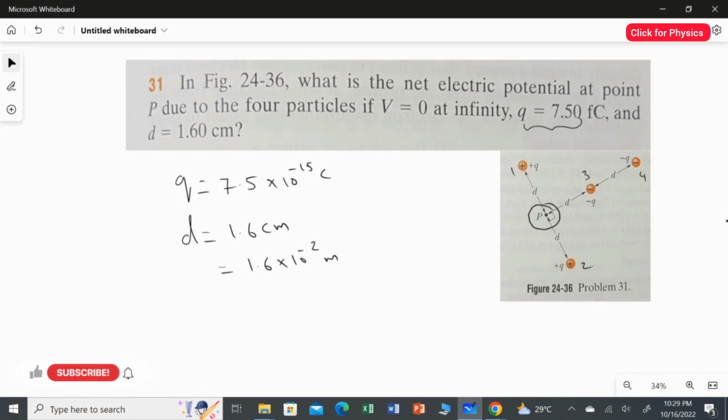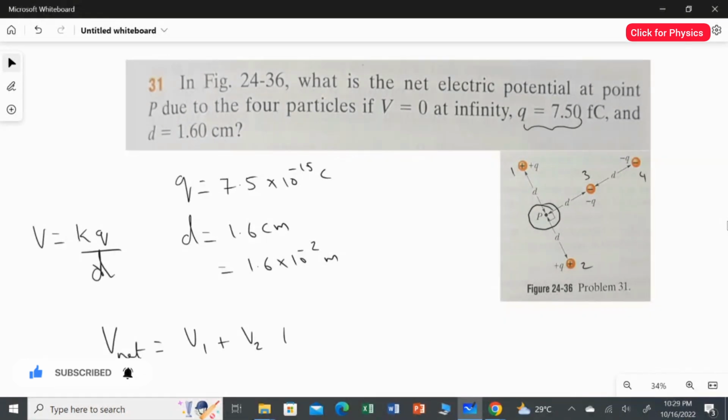So again, we have to deal with the superposition principle. I am going to apply this formula V equals KQ over R. Here R is nothing but, for this question, D. Clear? So we have to deal with this formula for each charge. So let's start. The net potential is equal to the potential for the first charge V1 plus the potential for the second charge V2, then the potential for the third charge V3 and the potential for the fourth charge V4. Clear?